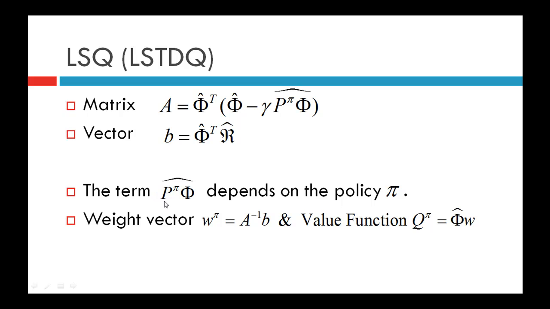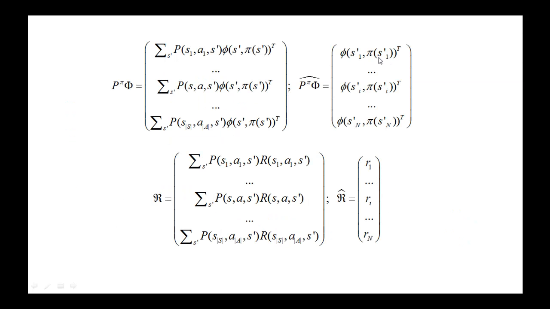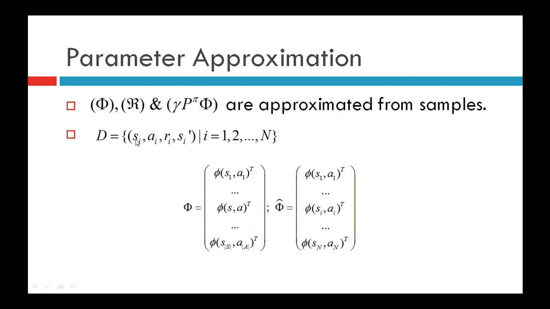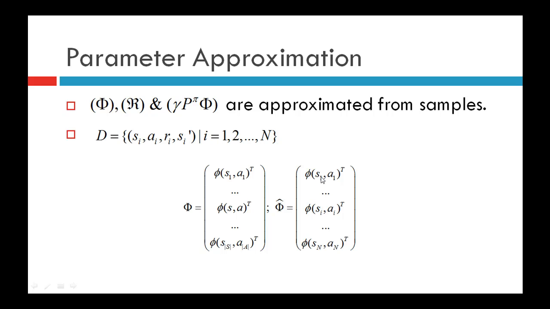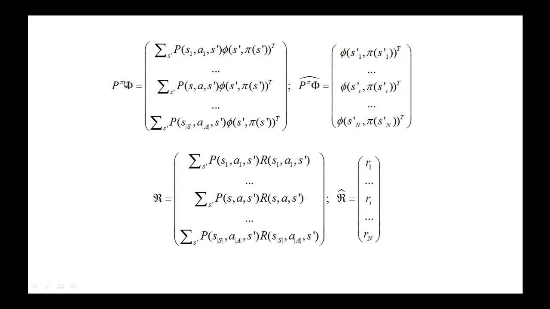This term P pi times phi cap is dependent on the policy pi because it uses the policy pi, that is the current policy for which we want to evaluate the state action value function. That is, it uses this policy to compute the next action, that is the action that the agent can take in state S1 prime. Say we have first tuple S1, A1, R1 and S1 prime, then the first element is going to be phi(S1, A1) transpose of this matrix phi, and the first element of this P pi times phi cap is going to be phi(S1 prime, pi(S1 prime)) transpose.